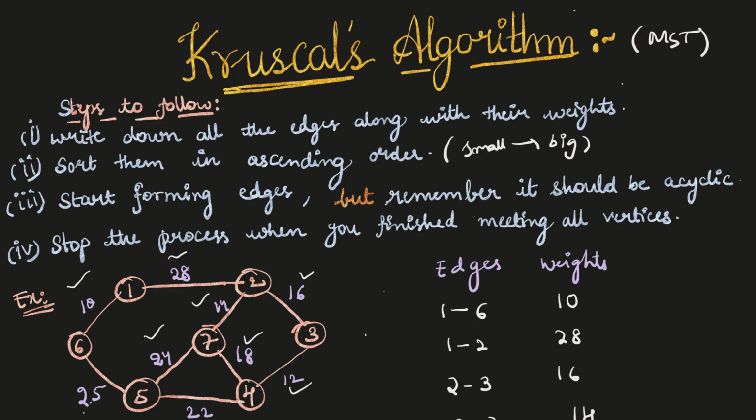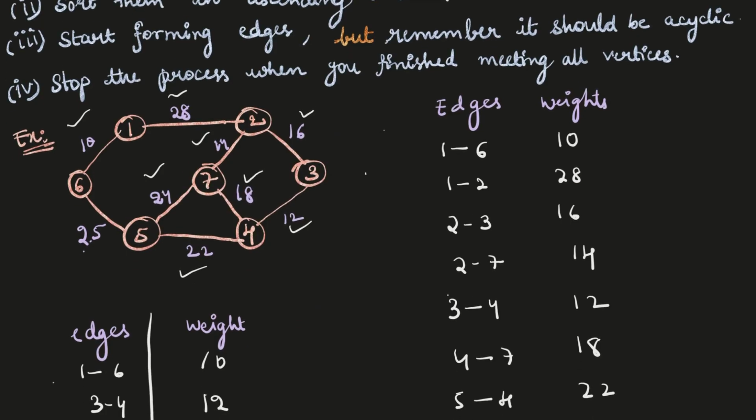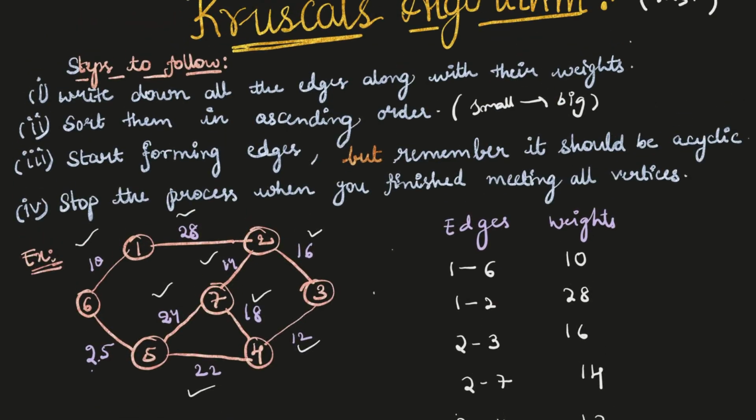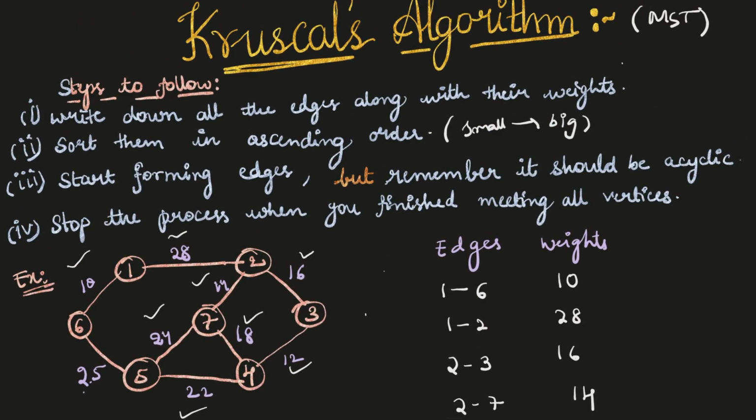Okay, in this way. See, this is the graph given to us and we have written all the edges along with their weights. The next step is to sort them according to the weights in ascending order. So based on these weights you need to sort the edges in ascending order, that is small to big. Now after sorting you just have to form the edges again by taking the vertices and then you need to form edges accordingly. But the one thing you need to remember in this process is you have to see that it shouldn't form a cyclic graph.